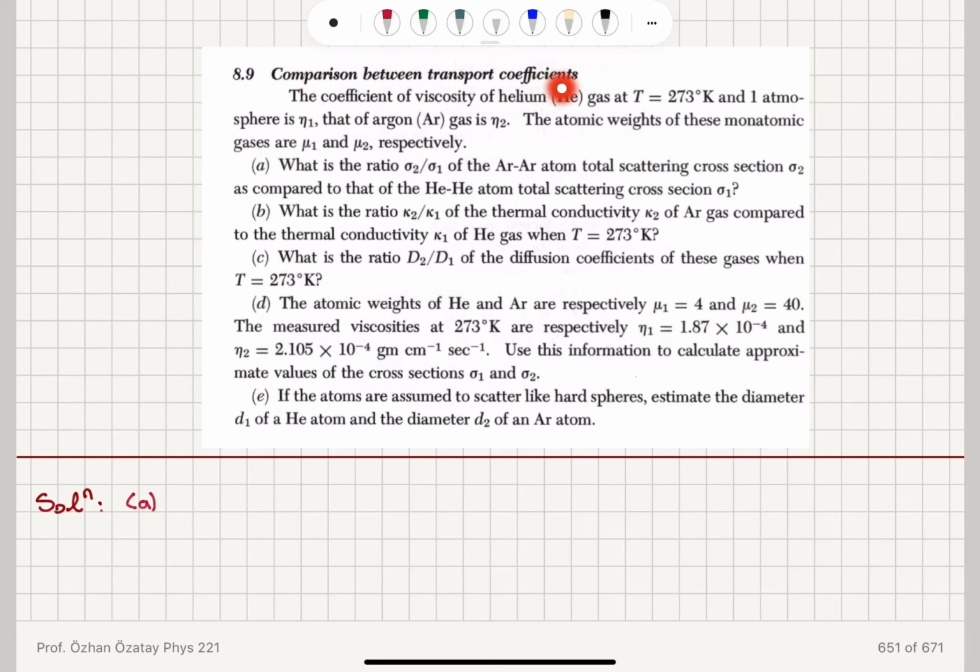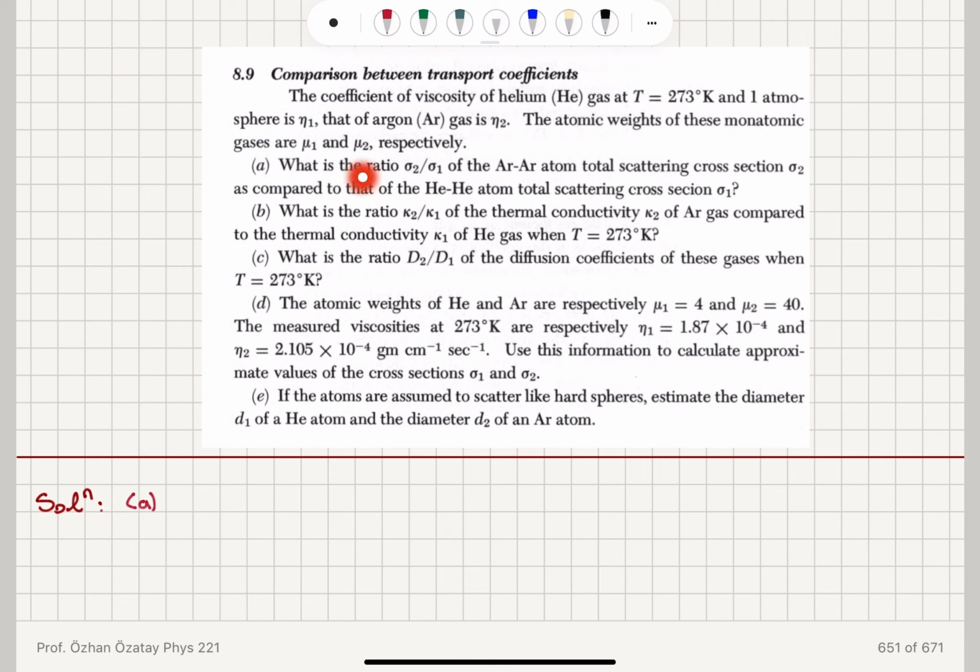Comparison between transport coefficients. The coefficient of viscosity of helium gas at 273 Kelvin and 1 atmosphere is eta 1. That of argon gas is eta 2. The atomic weights of these monatomic gases are mu1 and mu2 respectively.